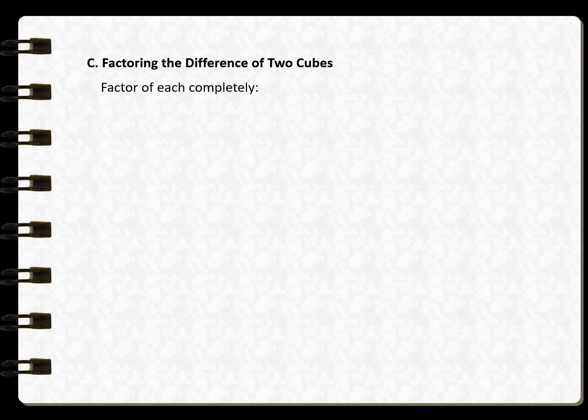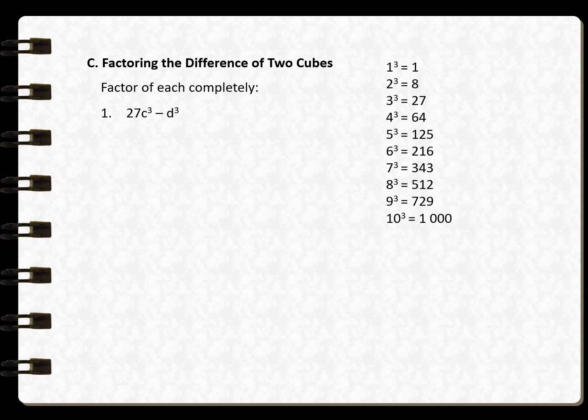Next example. Factoring the difference of two cubes. So, the same as kanina. So, 27c cubed minus d cubed, kailangan tandaan natin itong mga to. So, what is the cube root of 27? So, 27 is 3. So, that is 3c cubed minus d cubed is equals to, first term is 3c, last term is d. So, 3c minus d.